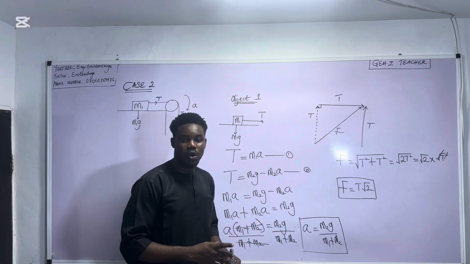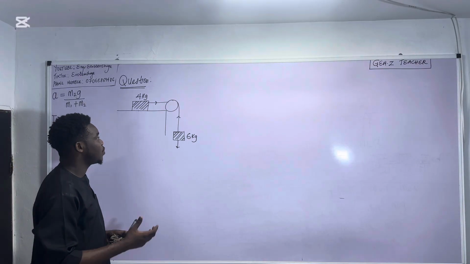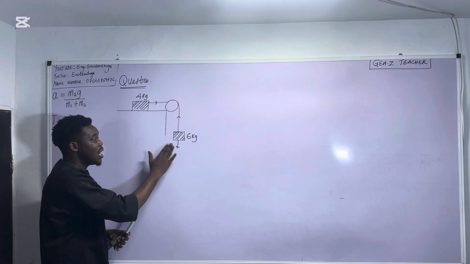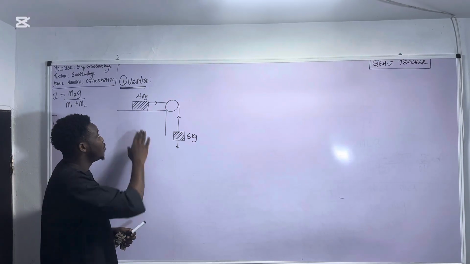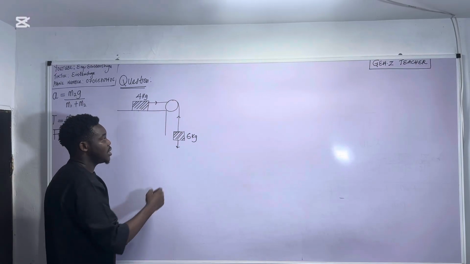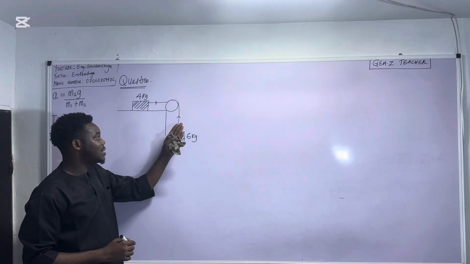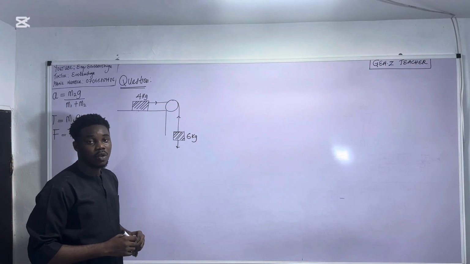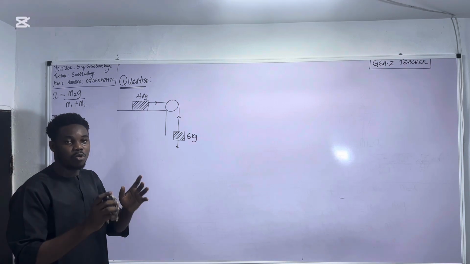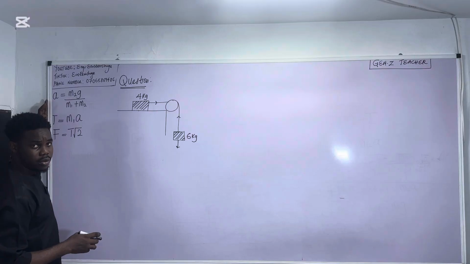Heading on to a question. Now a question from case 2. We have two masses. One is resting on the platform and the other is hanging freely. 4 kg and 6 kg are connected by a light inextensible string over a pulley, and we are asked to find the acceleration in this system. We can as well find the tension and the force. From our previous derivation, all the formulas we need are on the board.